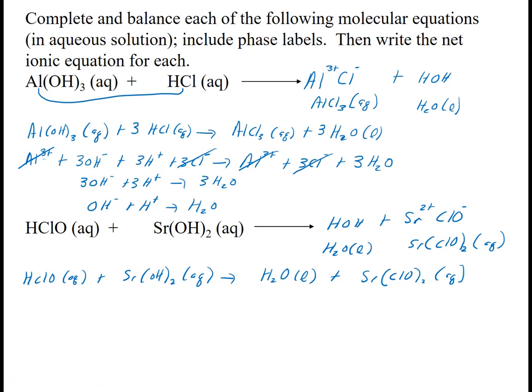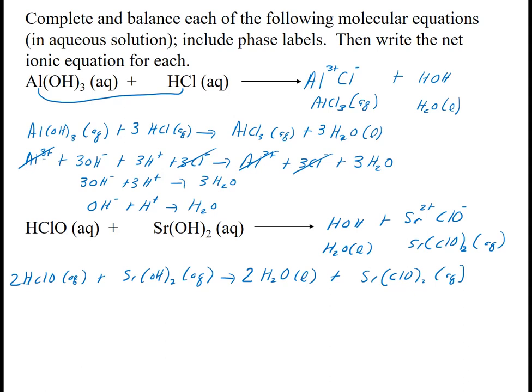Hydrogens I'm going to do last because they're in 2 different places, again with oxygen. So I'll look at the chlorines. I've got 1 chlorine over here, and I've got 2 chlorines over here, so I'll put a 2 in front of this. I've got 1 strontium and 1 strontium. Now I'll look at my hydrogens. I've got 2 here, and I've got 2 there, so that's 4. I only have 2 here, so I'll put a 2 in front of that. And I look at my oxygens. I've got 2 here and 2 here, so I have something wrong.